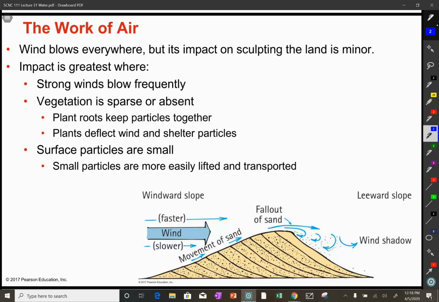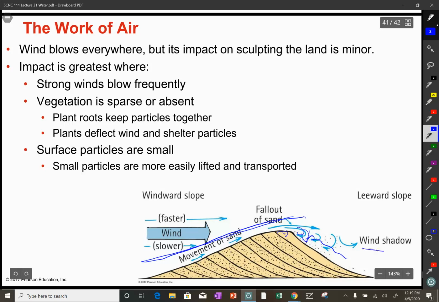A last segment I have here, I forgot I even had this, is the work of air. Sand dunes are created, and this is also the way that you create the washboard roads, sadly, that we have out here. If you have wind blowing, the blowing wind will pick up sand. But then if you get to the end of a bump, it slows down and it drops the sand out. And so it keeps building on this side. So you take sand off of this, you build it here, and you build a bigger and bigger sand dune.